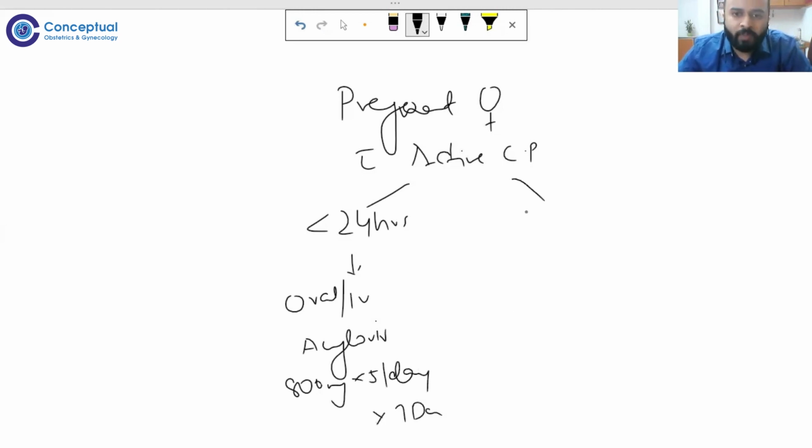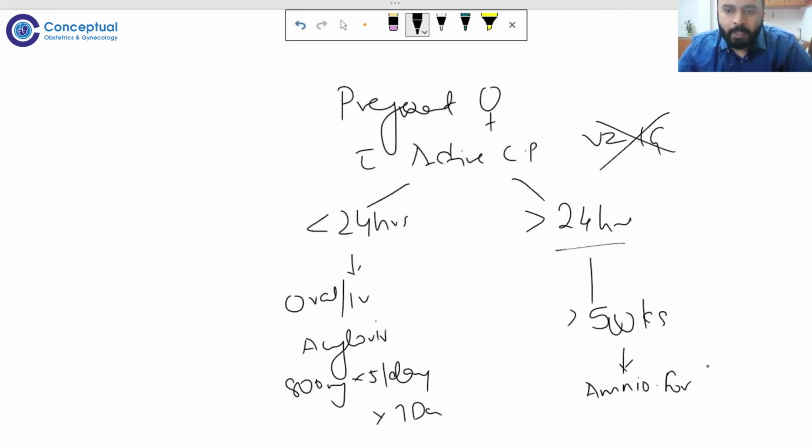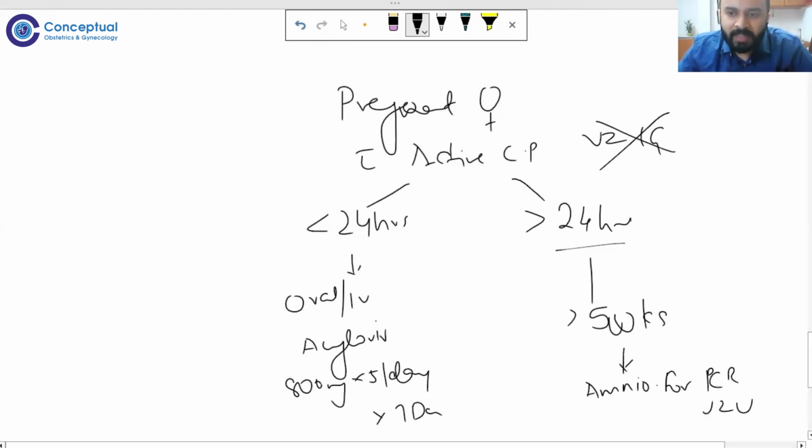Whereas if she's coming to me after 24 hours, there is nothing I can do. If she has developed active rash, VZIG is contraindicated. Do not give varicella zoster immunoglobulin if she has active lesions on her body. If she's coming to me after 24 hours, I'll just say, don't worry now. We can't do anything much about it. But what we'll do is, after 5 weeks, if the delivery has not yet occurred, we'll do an amniocentesis for PCR of varicella zoster virus to see if the baby has developed it.